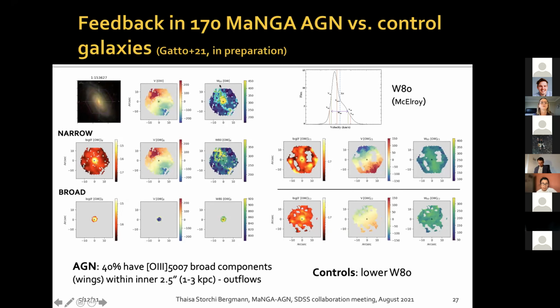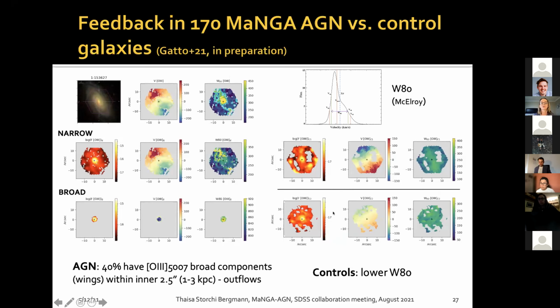So we see here the W80 of one AGN, and in the AGN, we usually find in 40% of them O3 broad components, so wings in the profile of O3, increasing W80. Okay, so we hope to estimate the feedback via W80 itself and also via the broad component that is very concentrated in the nucleus, as this part shows. We show the velocities that are blue shifted. So this is outflow coming towards us.